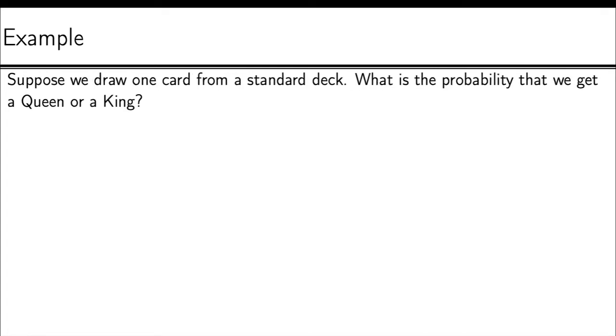Let's look at another example. Suppose we draw one card from a standard deck. What is the probability that we get a queen or a king? All right, probability of a queen or a king. I'll just abbreviate those as Q and K. So because this is an or statement, we use our or formula. Probability of a queen plus the probability of a king minus the probability of a queen and a king.